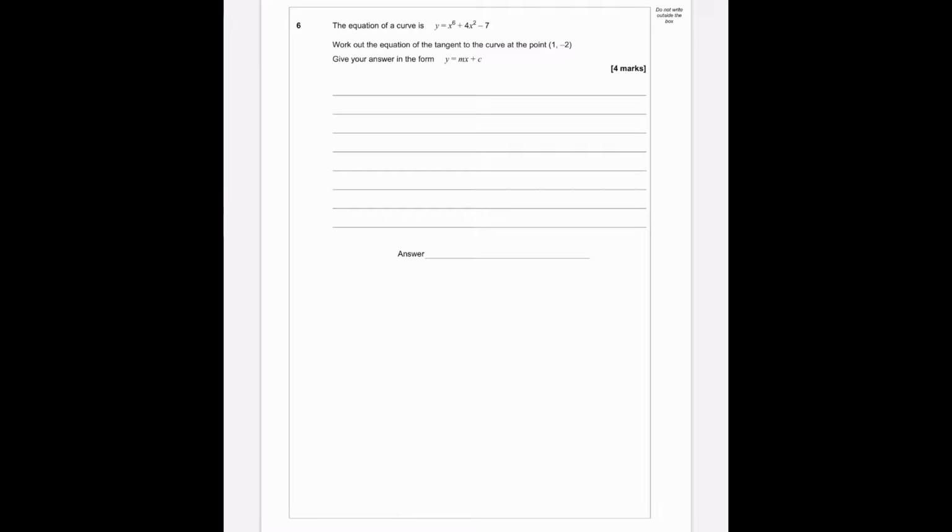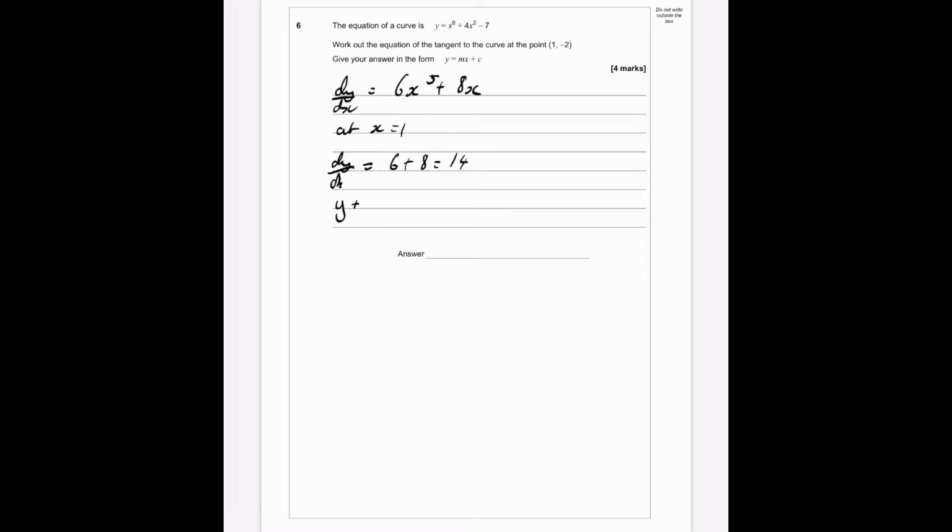Question number 6. So this one's to do with calculus. We're going to work out the equation of the tangent at the point 1, -2. So let's find the gradient. First of all, I'm going to differentiate, times by the power, subtract one from the power. That gives me 6x to the 5 plus 8x. At the point when x equals 1, substitute x equals 1 into my differential. We'll get 6 plus 8, so the gradient is 14 at that point.